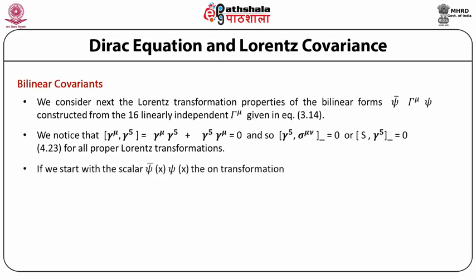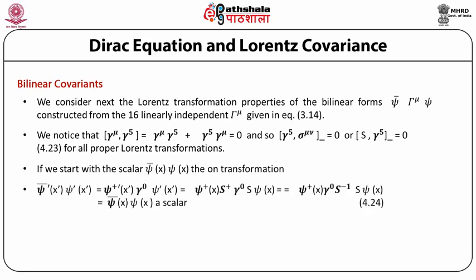If we start with the scalar psi bar x psi x, on transformation, psi bar prime x prime into psi prime x prime is equal to psi prime dagger gamma naught psi prime, which is equal to psi bar S dagger gamma naught S psi x, which is equal to psi dagger x gamma naught S inverse S psi, which is equal to psi bar psi, which is a scalar.